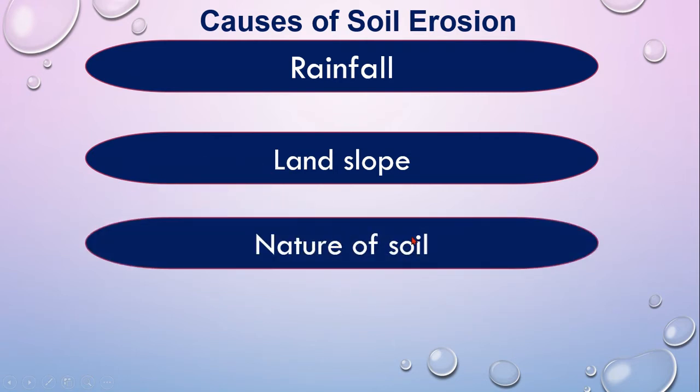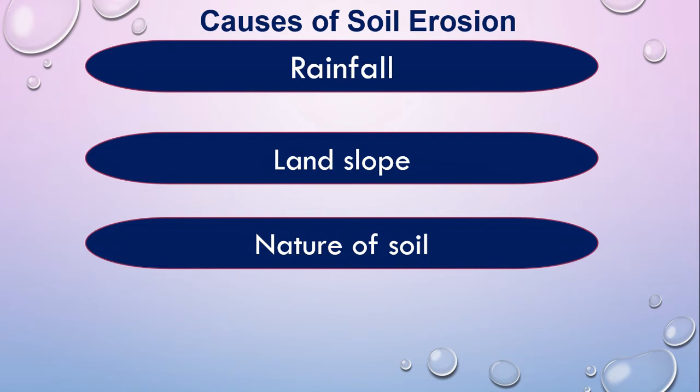And next one is nature of soil. Last class we already talked about the nature and classification of soil, like sandy soil, clay soil, loamy soil, silt soil. If the soil is compact, with fine particles, then soil erosion is less. But if the soil particles are very loose or coarse or medium coarse, then soil erosion is very quick.